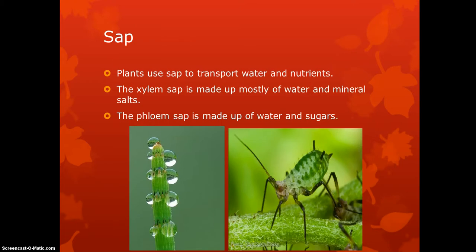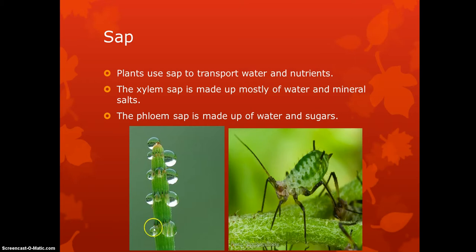Next, sap. Plants use sap to transport water and nutrients. The xylem sap is made up of mostly water and mineral salts. The phloem sap is made up of water and sugars. Now this is what sap looks like. It's very watery because both the saps are mostly made up of water.